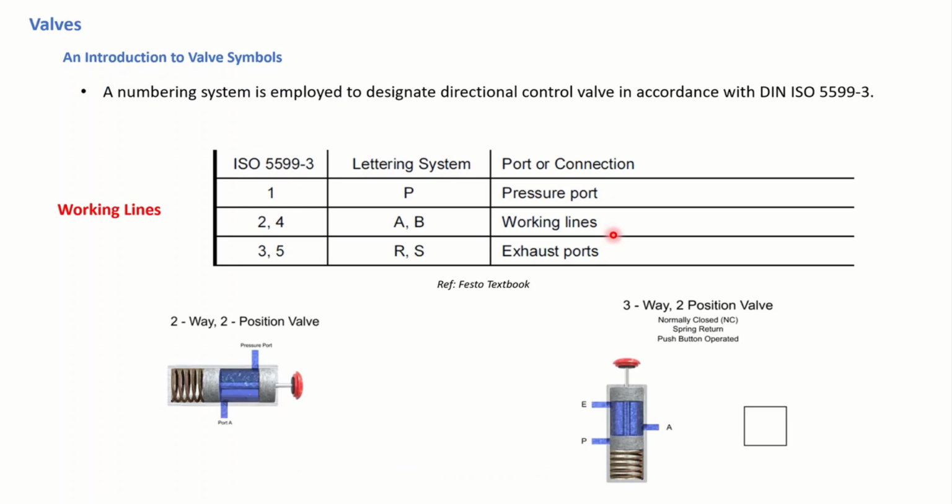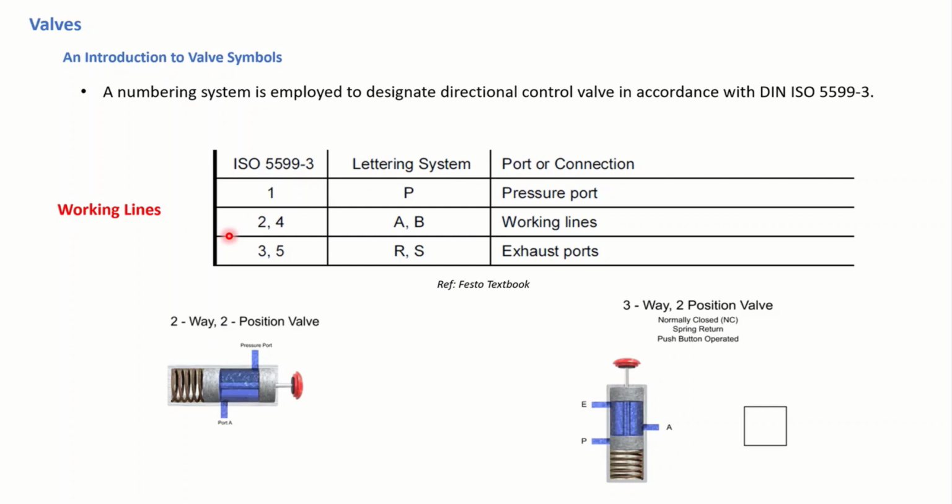So as I said, we have a numbering system, so we can have 1 as the pressure port in the ISO standard. For the lettering system we use P. 2 or 4 are going to be considered as working lines, or we can use the lettering system, which is going to be called A or B, and we have 3 or 5 which is going to be the exhaust port. Now let's look at two examples in here.